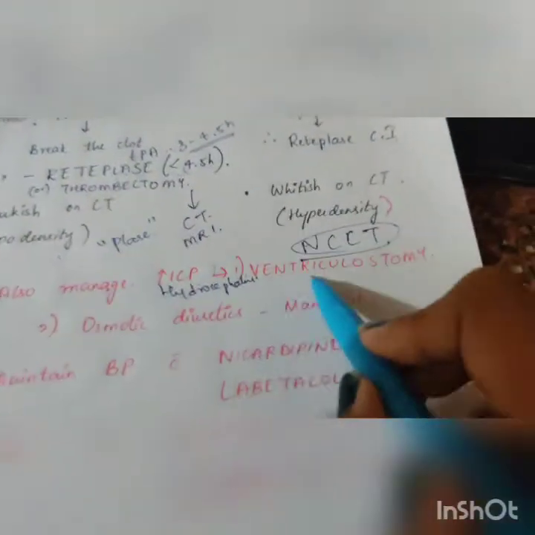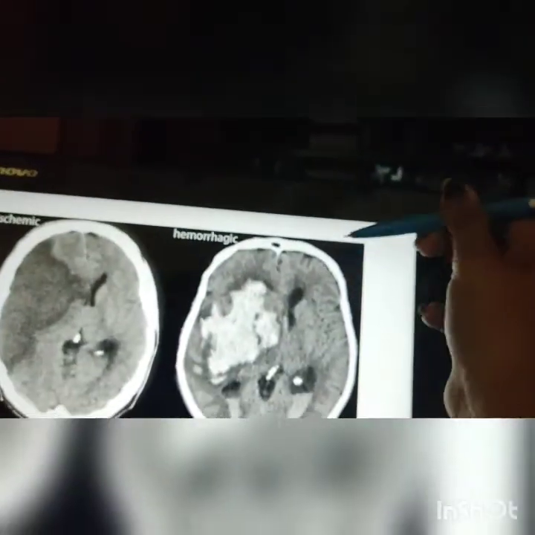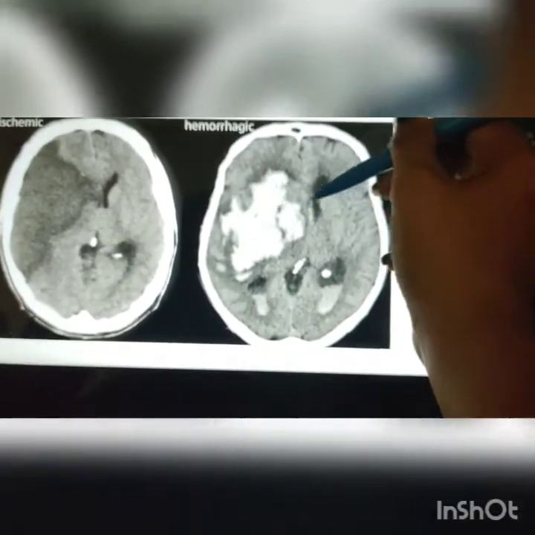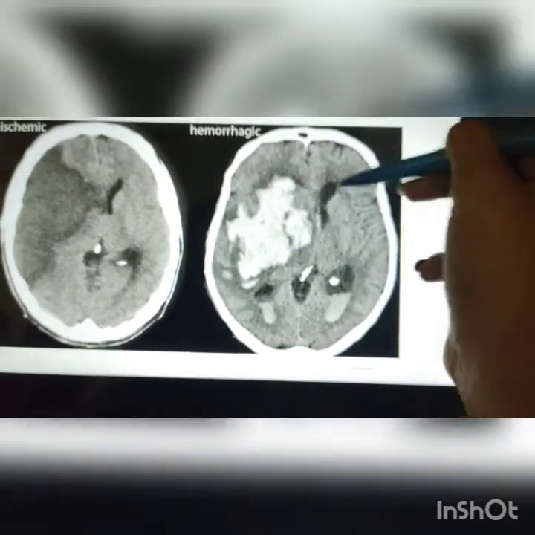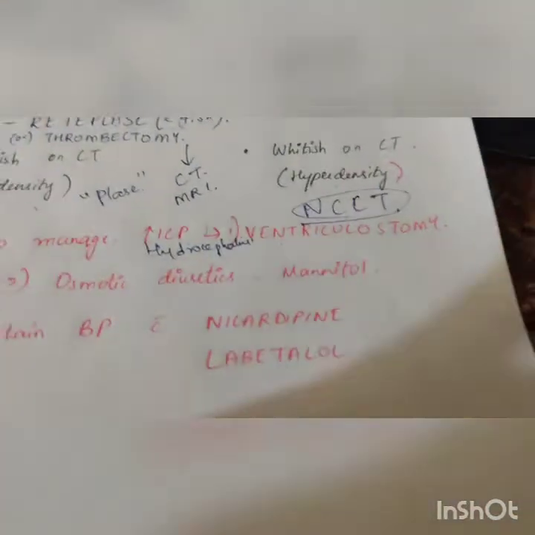So to decrease this pressure, you can give him either ventriculostomy. Ventriculostomy is nothing but you go deep inside the skull into any ventricle, third, lateral, fourth, any ventricle, and just puncture it and make a hole, so that whatever extra fluid is there, it can be drained outside.